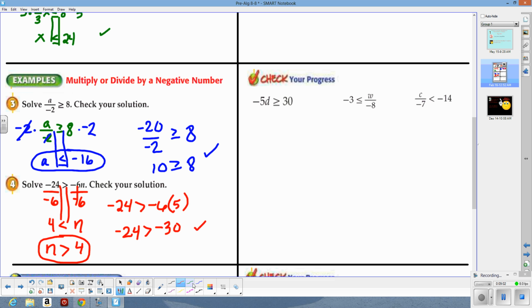Now you may want to try the next ones on your own. Instead of multiplying by negative 5, we're going to divide by negative 5. So I end up with d. And since I divided by a negative, I'm going to flip the symbol around to be less than or equal to negative 6.